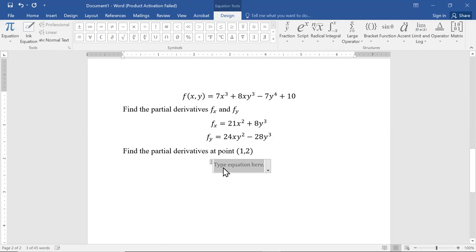Now, before I find the partial derivatives at the point 1, 2, I want to just state that when you plug 1, 2 into the function, we get 7 times 1 to the third plus 8 times 1 times 2 to the third minus 7 times 2 to the fourth plus 10. And that all gets you a -31 when it's all said and done.